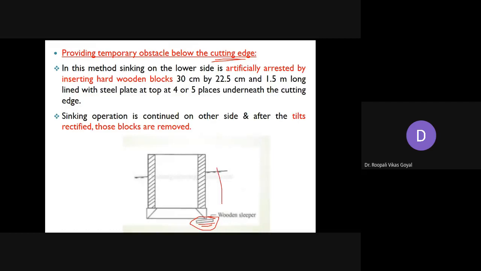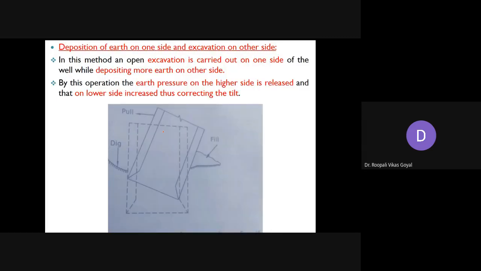So in this method, sinking on the lower side is artificially arrested by inserting hard wooden blocks. These sizes are given. So 4 to 5 such plates, steel plates or wooden sleepers, you can provide at the base, and then the sinking operation is continued on the other side. इसको आपने ऊंचा कर दिया, दूसरे साइड पे आप अपना कंटिन्यू रखो, and this tilt can be rectified. And once it is rectified, you have to remove this block. So it is a simple method you have to apply to rectify the tilting of the caisson.